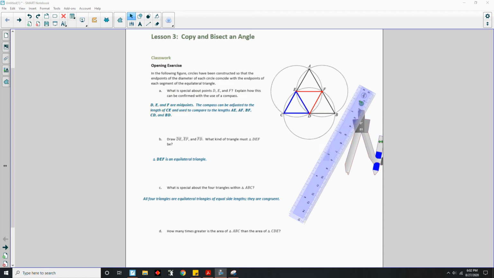So, okay, so I made that triangle. Whoops. I made that triangle, and it's right here. It is triangle CDE right here. And if you look, it's 1, 2, 3, and then if I rotate it, 4 times. So the big triangle has 4 of this size triangles in it, so it is 4 times greater than the little triangle. The area of triangle ABC is 4 times greater than the area of triangle CDE.